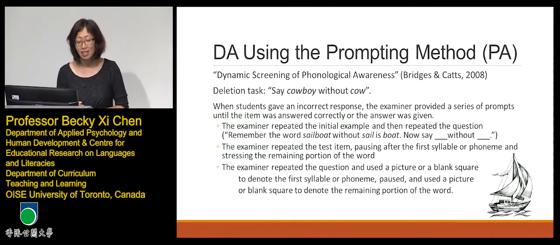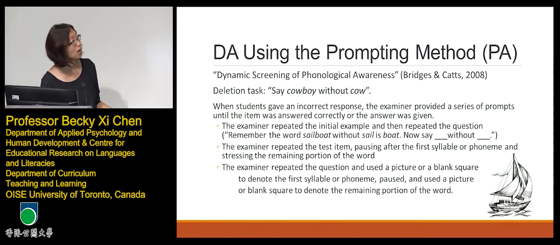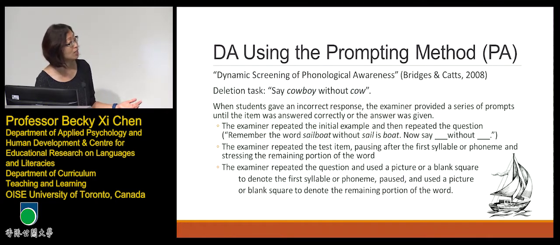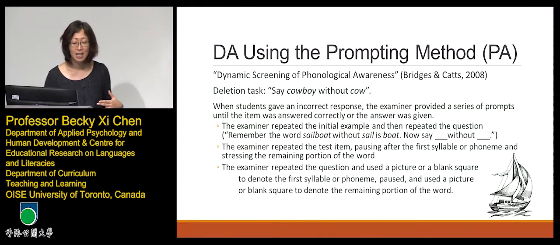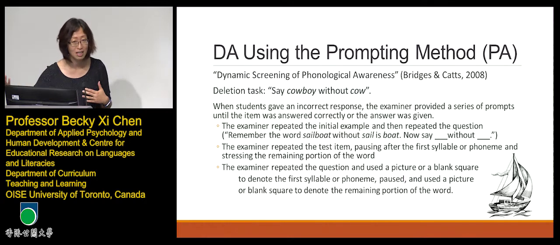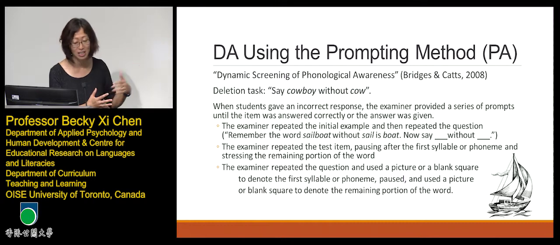So the idea is a standardized measure only has one step, right? It's just the first step. Say cowboy without cow, and then you record the score. But in a dynamic measure, you provide a series of 3 prompts to give them support and see how many prompts it takes for them to get the correct answer. And during this testing, you can also observe how they learn.